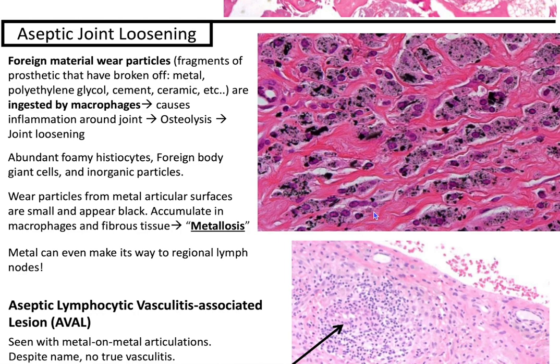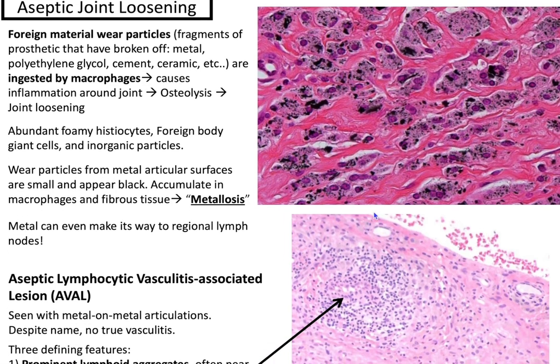Okay, you have aseptic joint loosening. This is when foreign materials from your prosthetic wear, particles come off, and you'll see those fragments. They can be metal, polyethylene, cement, ceramic, and your macrophages, your garbage cleaners, will ingest it. This can cause inflammation around the joint, lead to bone loss, and then that can lead to joint loosening because it's not tight anymore. Histologically, you'll see foreign body giant cells, foamy histiocytes with engorged inorganic particles.